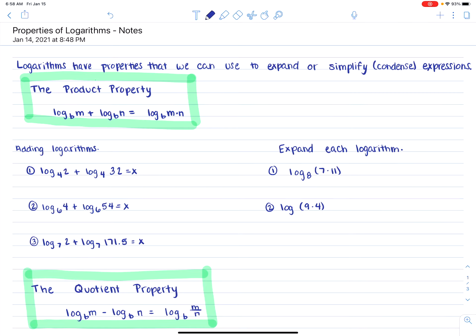Today we're going to talk about the different properties that logarithms have. Logarithms have properties that we can use to expand or simplify or condense their expressions. This reminds me a whole lot of exponent properties.